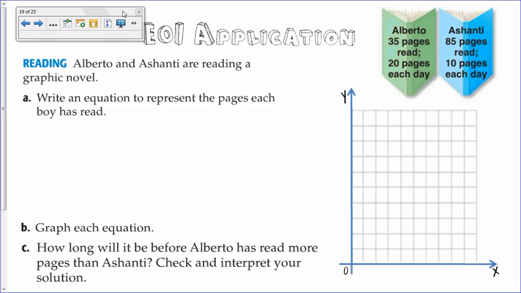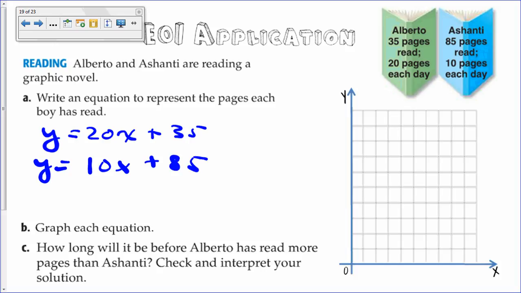Okay, it's going to be 2 equations. So write an equation to represent the pages that each boy has read. So Alberto did what? 35, and then he's going to do 20 each day. So what's my rate of change here? Okay, so I'm going to say y equals 20x plus 35. Shante is going to be y equals what? There we go, 10x plus 85. Then we can graph each equation.